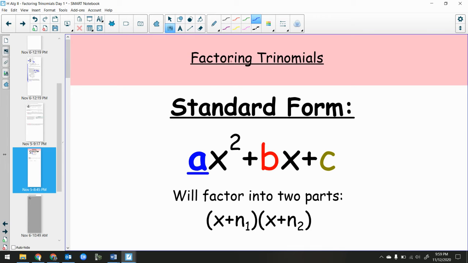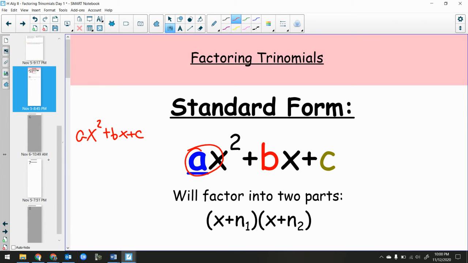Now, let me remind you about this whole standard form thing. Standard form is ax squared plus bx plus c. The difficulty on factoring comes when a is a number bigger than 1. That's when it gets a little bit more difficult. If it's just x squared plus bx plus c, life is a little bit easier. When we add on a number, say like 2x squared plus bx plus c, that's when it's a little bit more difficult. Okay, so what we're going to do here today is go over those factoring problems.